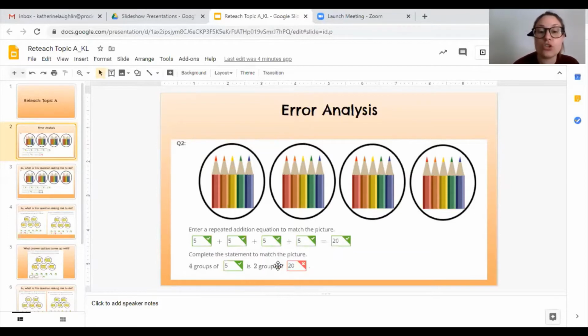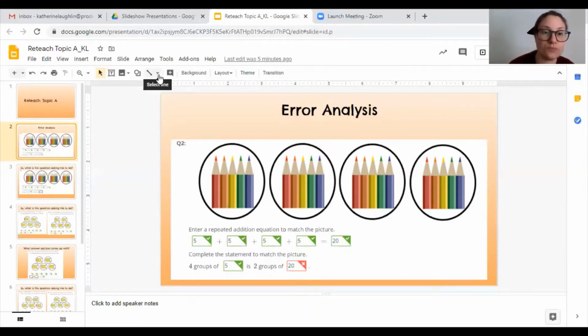If you have 2 groups of 20, is that the same as 4 groups of 5? Knowing that 4 groups of 5 is 20, is 2 groups of 20 the same thing? You should be shaking your head no. 2 groups of 20 we know would be 40. So that would not be the same as 4 groups of 5, because 4 groups of 5 is 20. So we need to figure out how many colored pencils are in 2 groups.